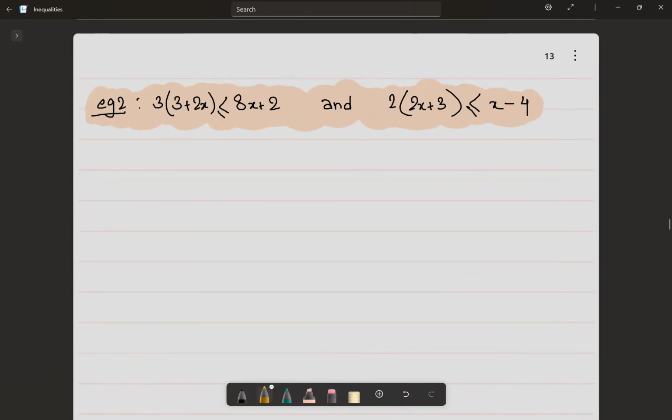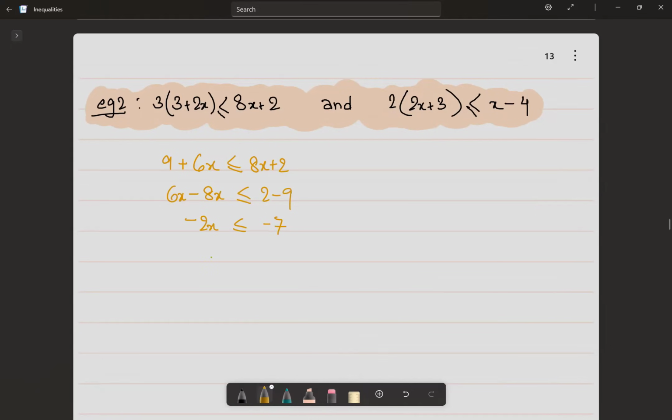Here we have 3 into 3, which gives us 9, plus 3 into 2, which gives us 6x, is less than or equal to 8x plus 2. Now we have to change sides. So we write 6x minus 8x is less than or equal to 2 minus 9, which gives us minus 2x is less than or equal to minus 7. Now we know minus 2 is a negative number.